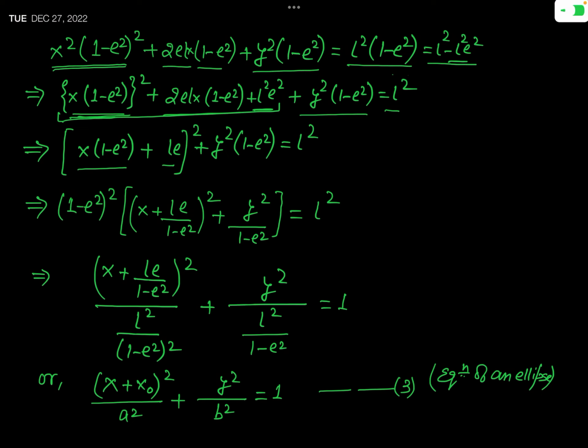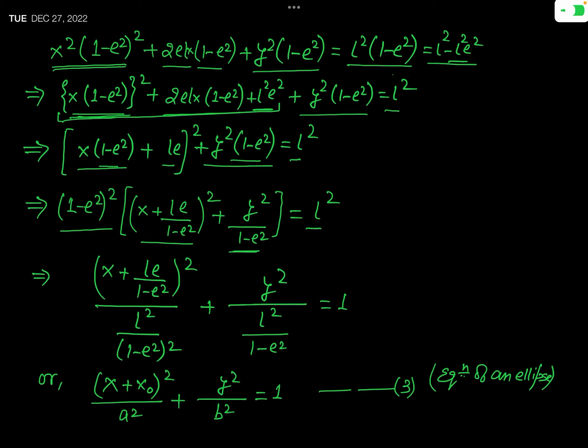You can see when we take this (1 minus e square) whole square as a common factor, then in the first term in this square bracket, this 1 minus e square is already present. So this will be (x plus Le over (1 minus e square)) whole square plus y square over (1 minus e square). Already here there is 1 minus e square, but you have taken the common factor (1 minus e square) whole square, so by 1 minus e square this must be divided. And this is equal to L square.